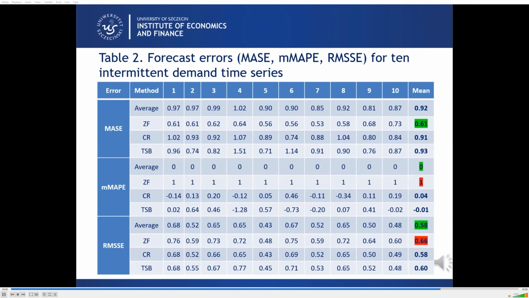Mean-based MAPE, by definition, was equal to 0 for the average method. It is because out-of-sample means were for considered products equal to in-sample means. Mean-based MAPE, also by definition, was equal to 1 for 0 forecasts. The results for TSB and Croston's methods were close to 0. According to the last error, root mean square scaled error, average is the best forecasting method, and zero forecasts are the worst. The results for Croston's and TSB methods are similar to the average method. So these conclusions are correct.